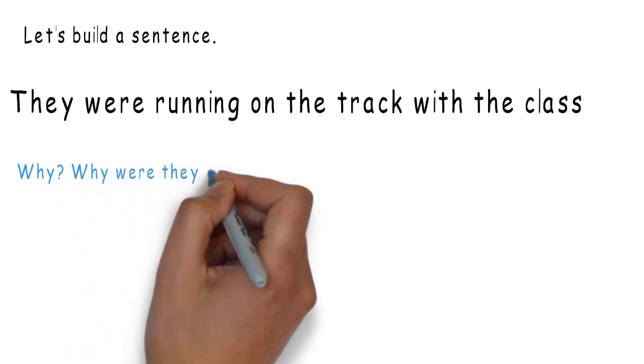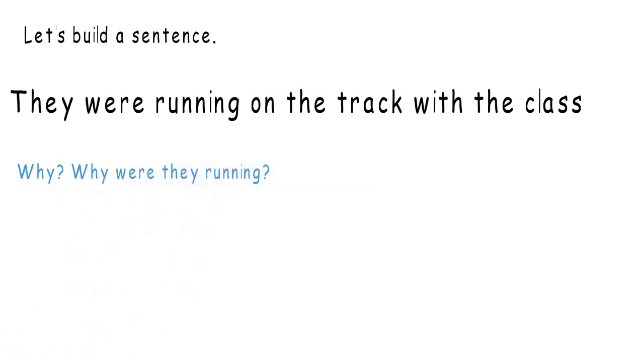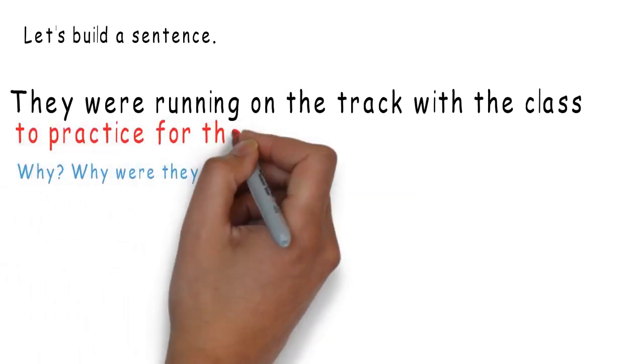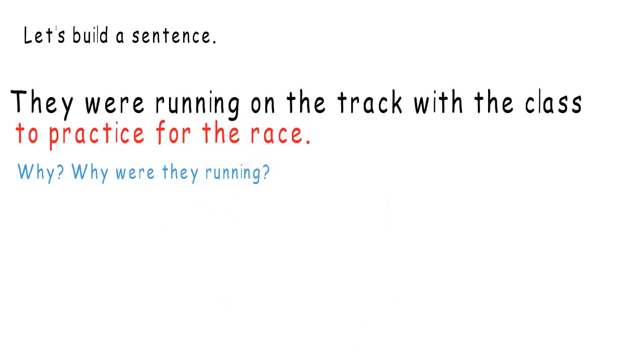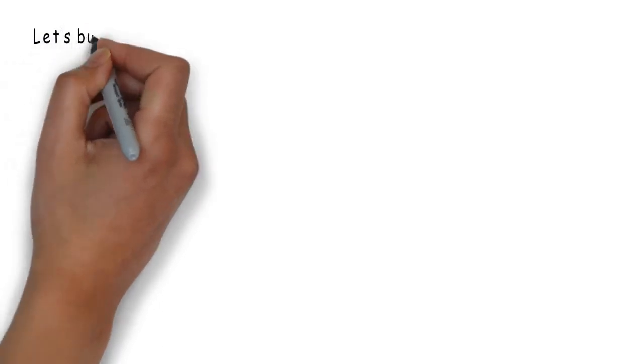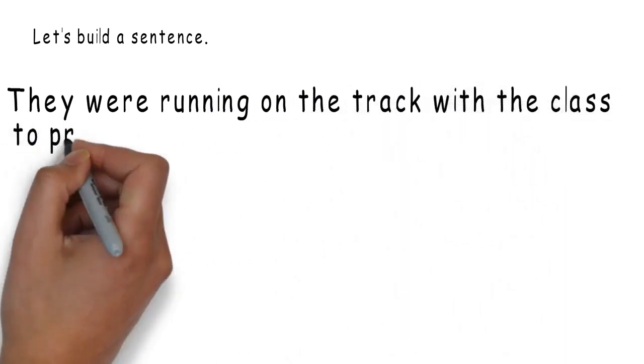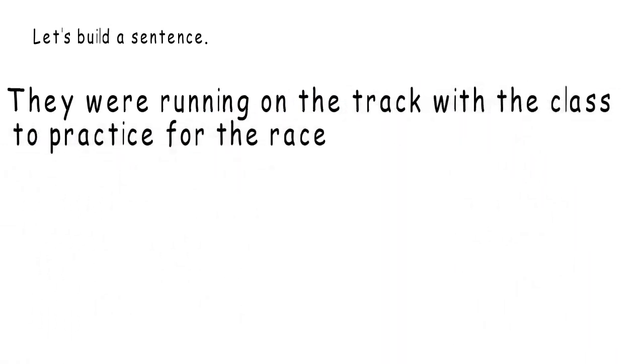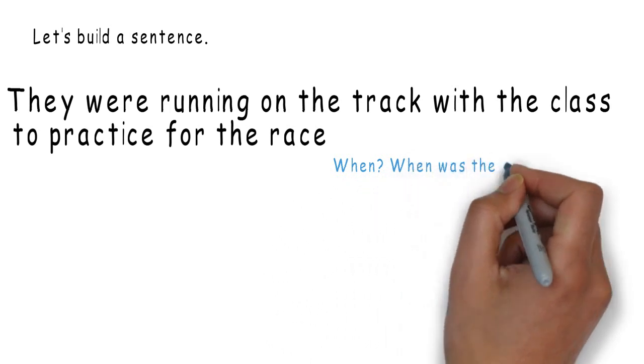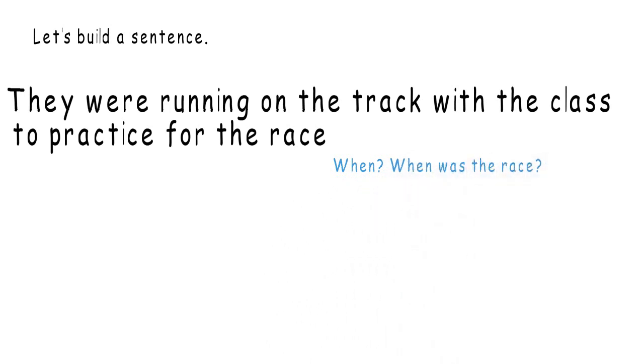Why? Why were they running? To practice for the race. Let's build a sentence. They were running on the track with the class to practice for the race. When? When was the race? Next weekend. Oh, okay.